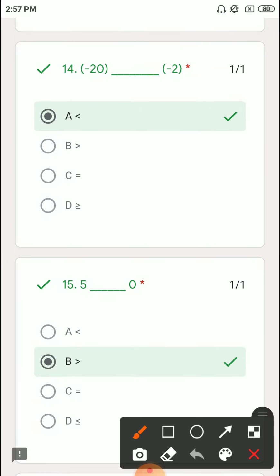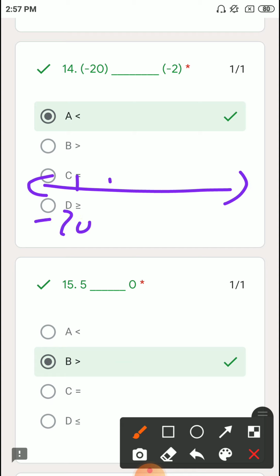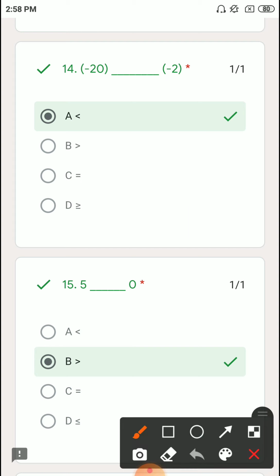After that, question number 14. Here minus 20, here minus 2, and here we need to put the sign less than, greater than, equal to, otherwise greater than or equal to. So we know that in negative numbers, the reverse thing applies, that means a big number becomes small and a small number becomes big, right? If we see the number line, here minus 20, minus 19 up to minus 2, 0 and positive numbers. So in negative numbers, we need to apply the reverse thing. Here we cannot say that 20 is the big number.